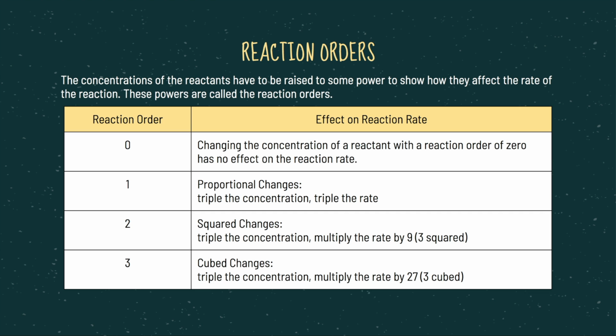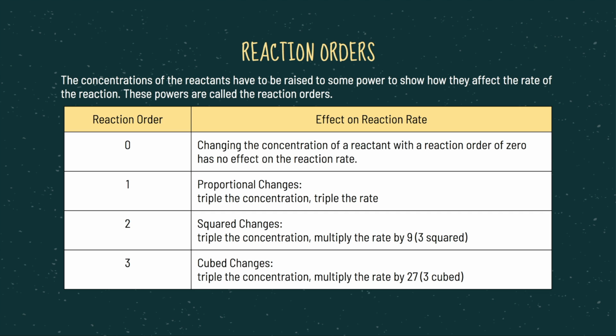If the reactant has an order of 1, then whatever happens to the concentration happens to the rate. If you triple the concentration, then you also triple the rate. If a reactant has a reaction order of 2, then whatever happens to the concentration happens to the rate squared. If you triple the concentration, then you must multiply the rate by 9. If a reactant has a reaction order of 3, then whatever happens to the concentration happens to the rate cubed. If you triple the concentration, then you must multiply the rate by 27.